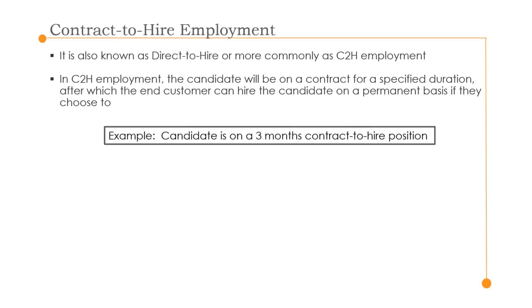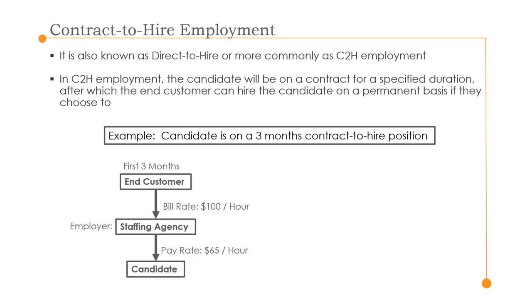Let's look at an example where the candidate is on a 3-month contract to hire position. For the first 3 months, the staffing agency acts as the employer, receives a bill rate from the end customer, and then pays the candidate a pay rate.